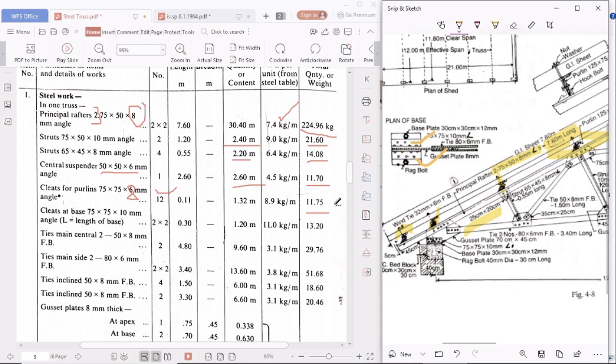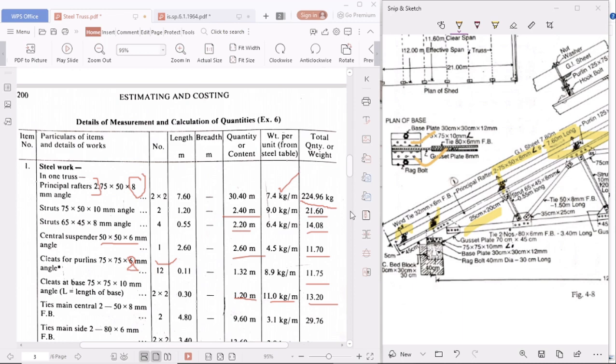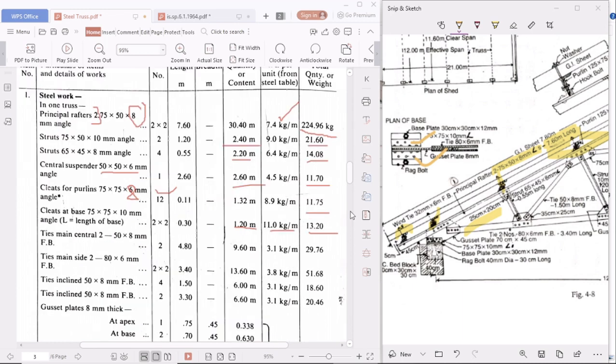Okay, what is the length? It is 0.30 meter for insertion. Okay, 30 meter long, not 30 meter, it is 30 centimeter, because the base plate is 30 centimeter. So the length of the cleat angle will also be 30 centimeter. So 2 into 2 into 0.30, multiply it, you will get 1.20. Take the unit weight from the steel table, you will get 13.20 as the total weight of the steel.